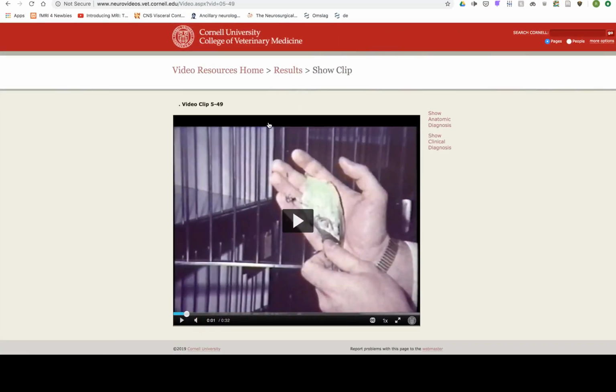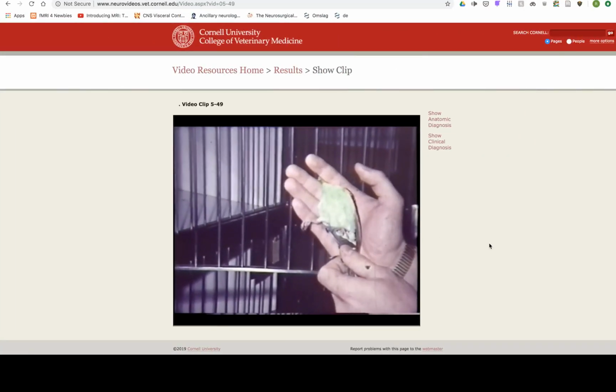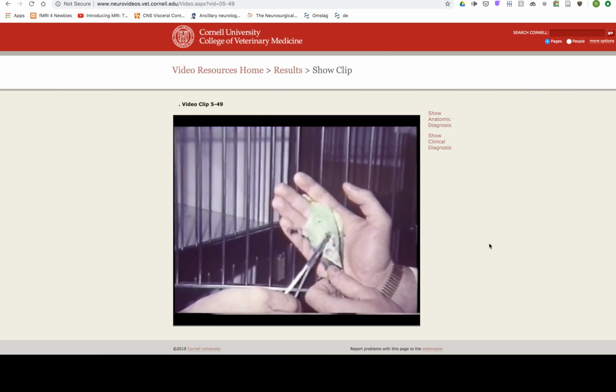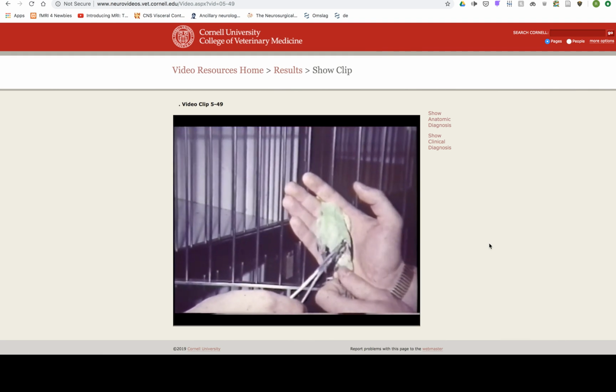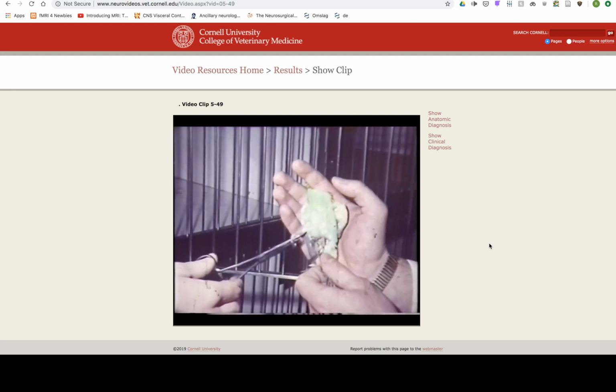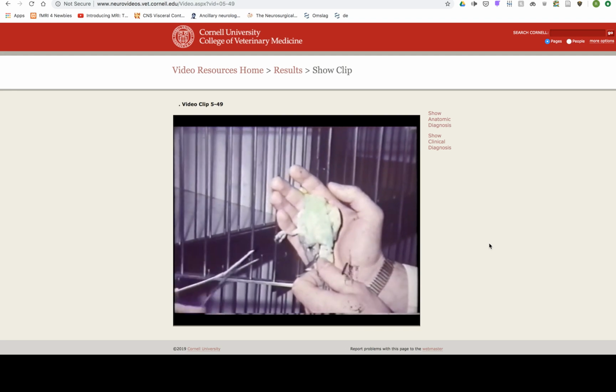Video 5-49 shows an adult parakeet with a right pelvic limb that could not be used to perch on its stand. This had been a slowly progressive problem that had progressed to complete inability to move the right pelvic limb. Note the normal brisk flexion of the left limb after being manually extended, and especially the flexion of the digits, sciatic nerve, which the bird needs to be able to perch.